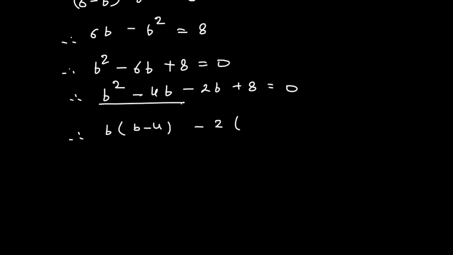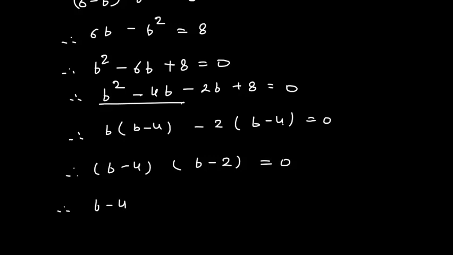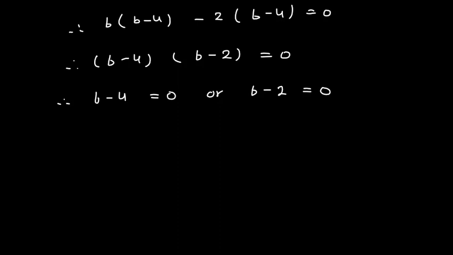From here we take minus 2 common, so again B minus 4 equals 0. So therefore in one bracket I have B minus 4 and in the other bracket I have B minus 2, and this equals 0. So either B minus 4 is 0 or B minus 2 is 0. B minus 4 equals 0 gives B equal to 4, or B minus 2 equals 0 gives B equal to 2.